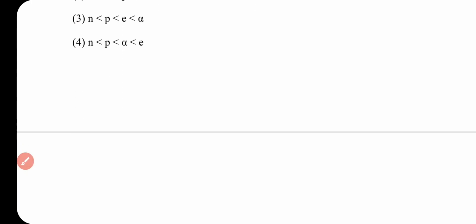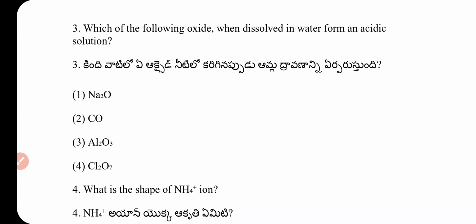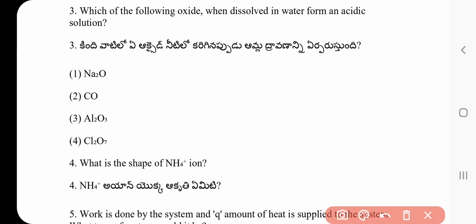Next question, question number 3. Which of the following oxides when dissolved in water forms an acidic solution: Na2O, CO, Al2O3, Cl2O7? What is the correct answer? Correct answer option D, Cl2O7. Non-metal oxides are generally acidic.